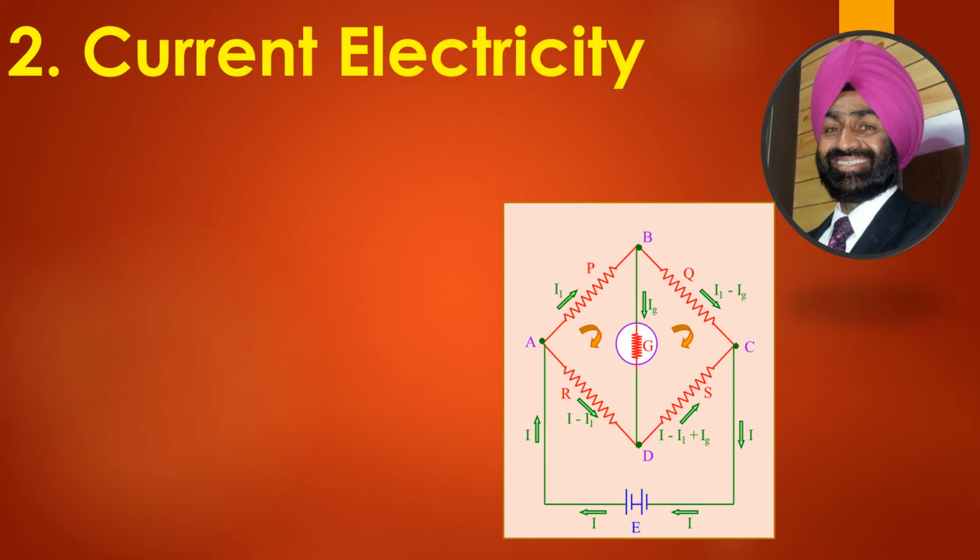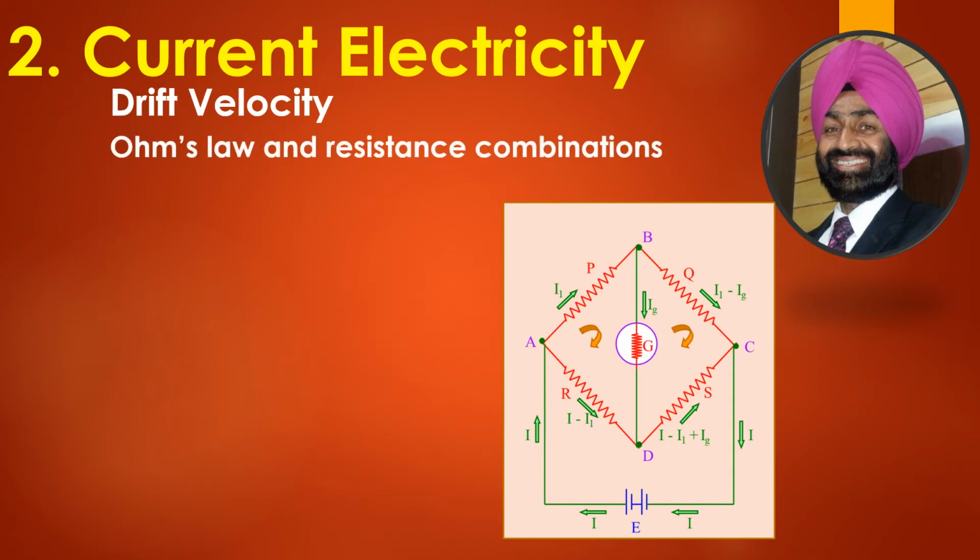So next chapter is current electricity. In current electricity, you must learn the relation, derivation for drift velocity related to electric field and to the current. Further, we come across Ohm's law, and you must be able to solve the questions on series and parallel combinations of resistances. Then another important topic is internal resistance of a cell.